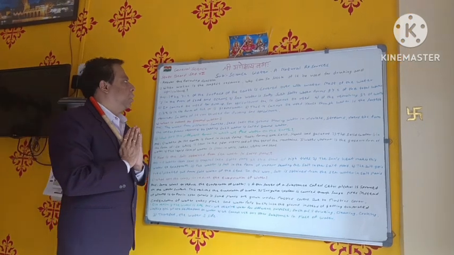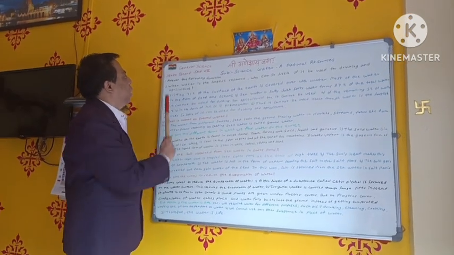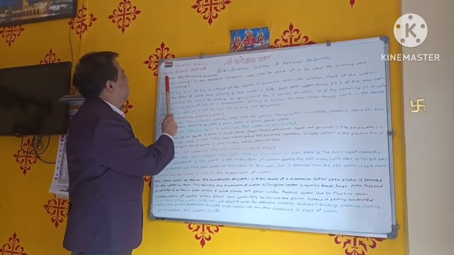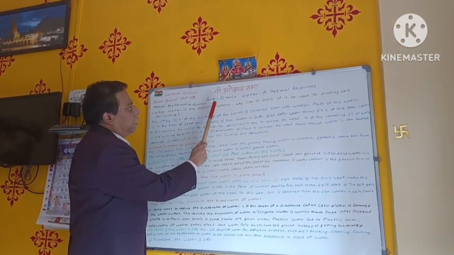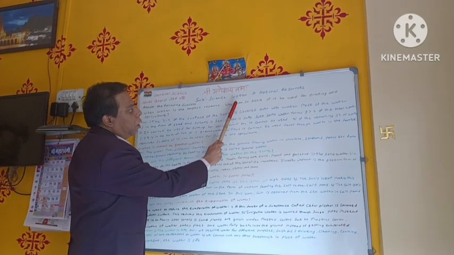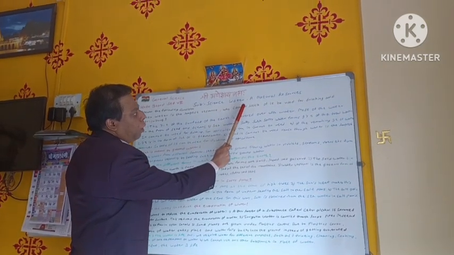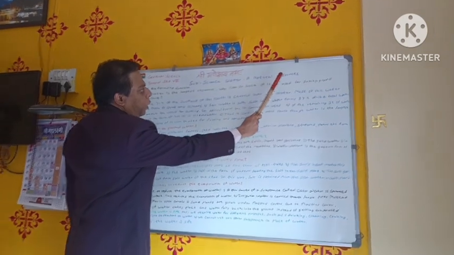Good evening, students. Today we are going to learn General Science, State Board, Standard 7, Subject Science, Unit: Water, or Natural Resources.